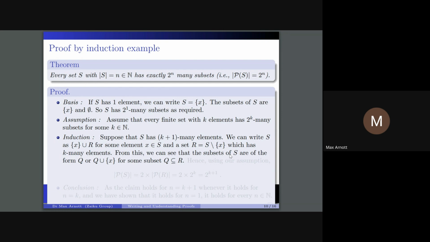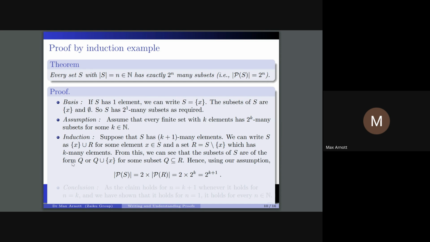So all the subsets of S, well, they either contain X or they don't. So they're either some subset of R, or they're some subset of R with X included in them. That seems kind of obvious, but what it implies is that using our assumption, well, the assumption was that if we have a set with k many elements, it has 2 to the k many subsets. So that's like saying the power set of R has cardinality 2 to the k.